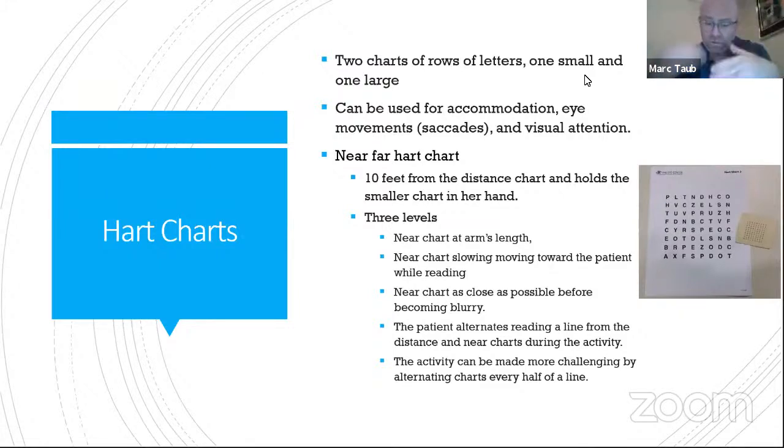So you can see that you're just trying to find ways to make it harder, but you could also make it easier. How could you make this easier? If the patient gets lost, you can make the print larger. You can bring them closer, but then also you can lose some of the columns. So I have charts with only 4 columns on them. So any combination that you need to work with your patient.